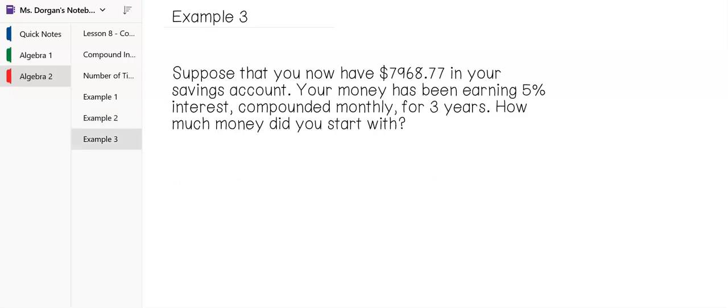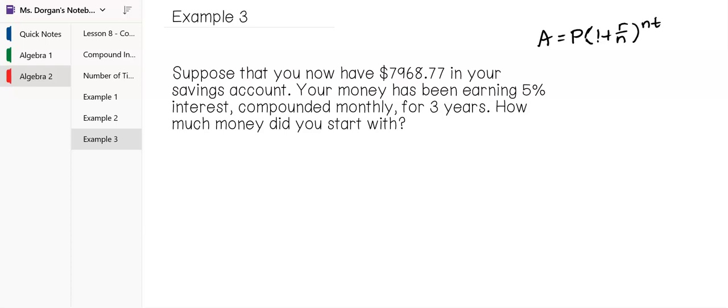Okay, last example. It says, suppose that you now have $7,968.77 in your savings account. Your money has been earning 5% interest compounded monthly for 3 years. How much money did you start with? So this is a little different from our previous problems because it is asking us for how much money we started with. So we're solving for what P is this time.